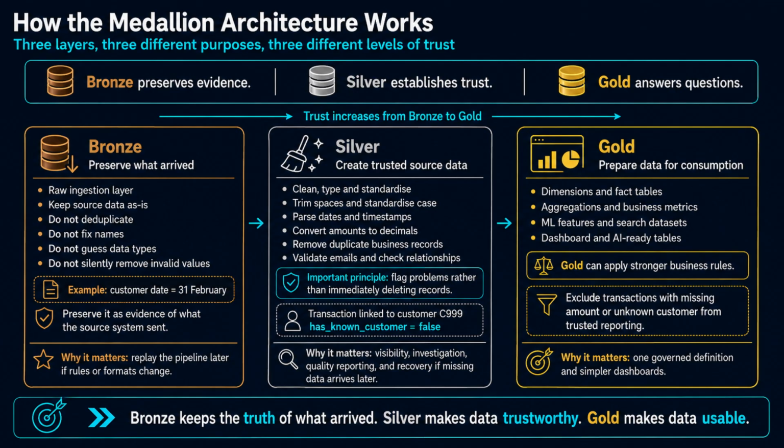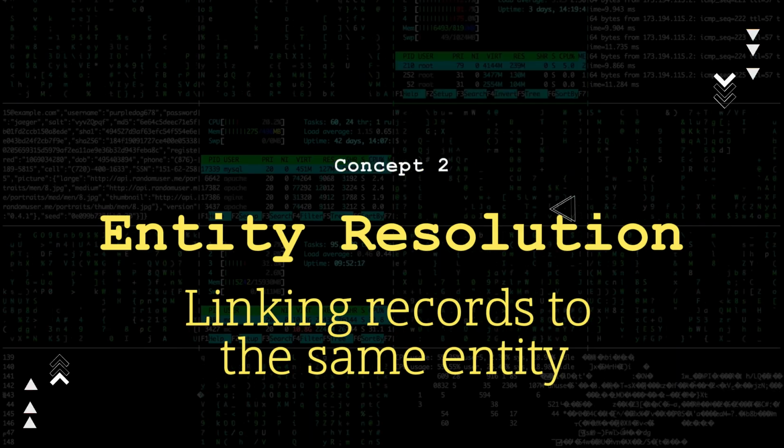The layers give us separation of responsibility. Bronze tells us what arrived. Silver tells us what the trusted source record looks like. Gold tells us what is ready to consume.